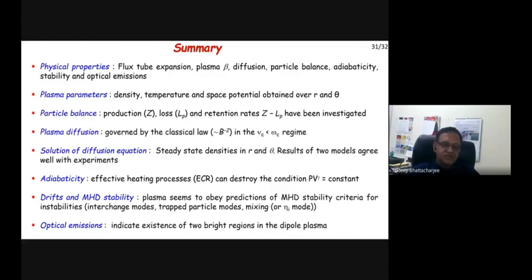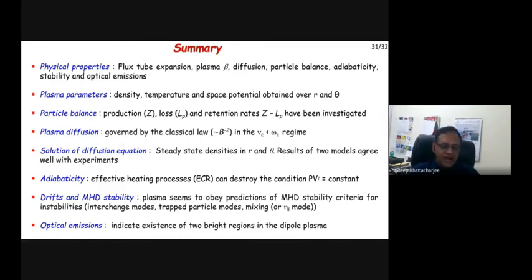I studied the plasma diffusion process, and we found that although it is a magnetized plasma, it follows the classical diffusion law in the low collision regime. That means the collision frequency is smaller than the electron cyclotron frequency. Then we looked at the solution of the diffusion equation. We solved the diffusion equation and obtained steady state densities in r and theta. And we found that the results of the two models agree quite well with experiments.